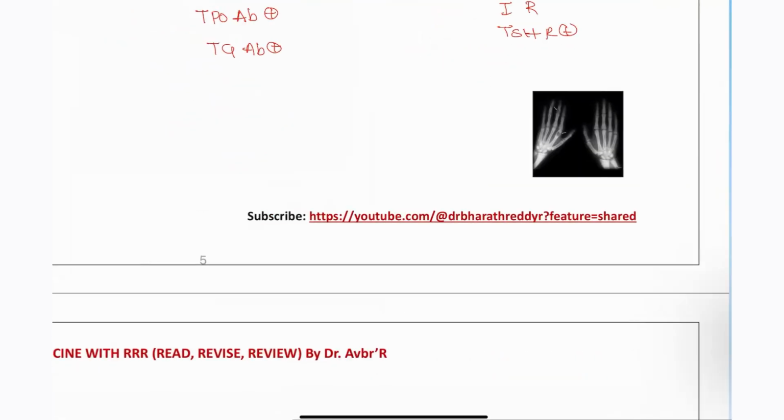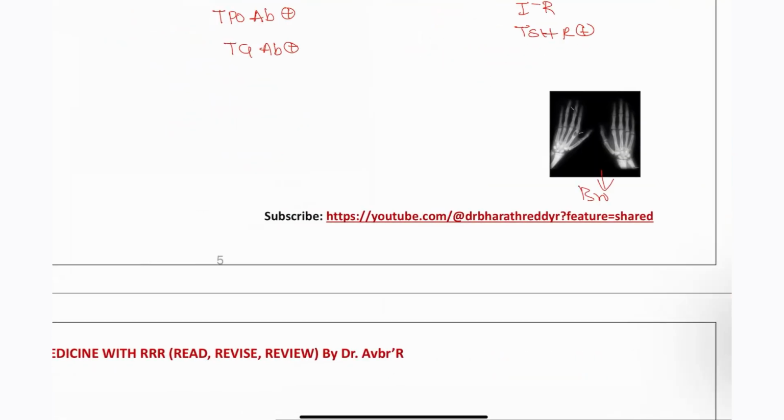Next, what is this condition, guys? We discussed it in orthopedics. This is known as brown tumors seen in hyperparathyroidism. Okay, so these are the important factors that you have to remember.